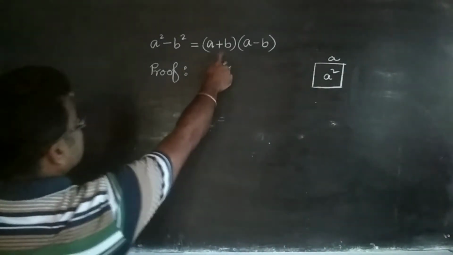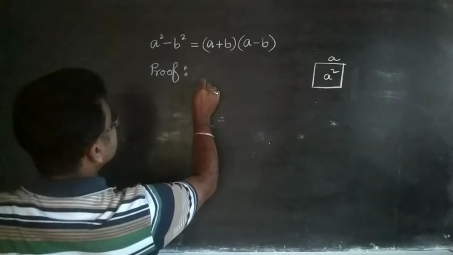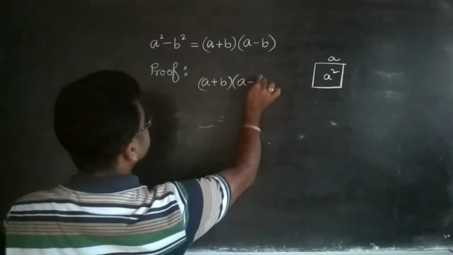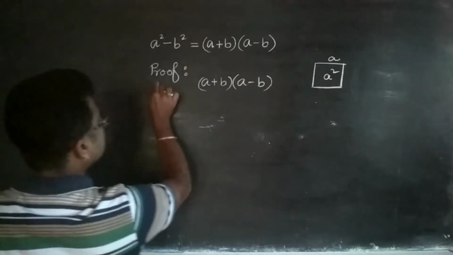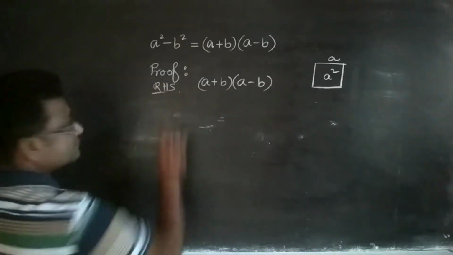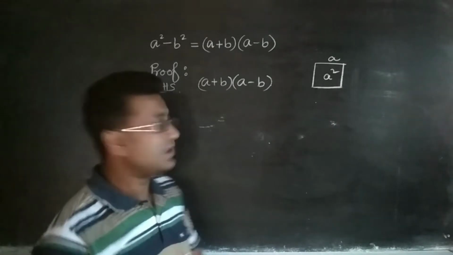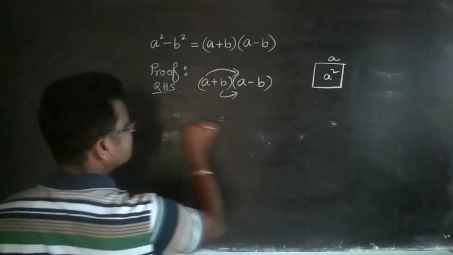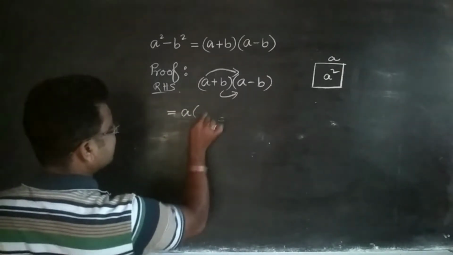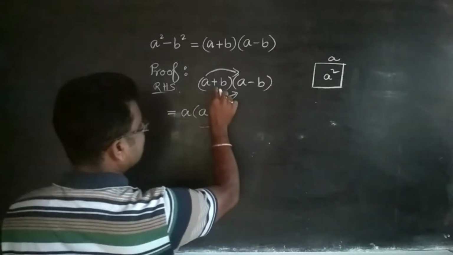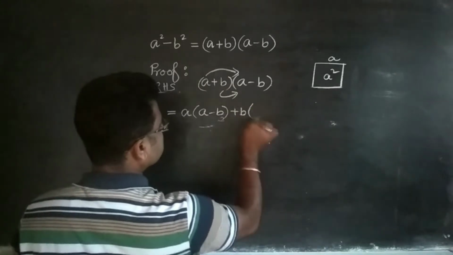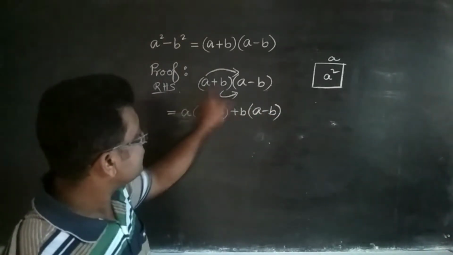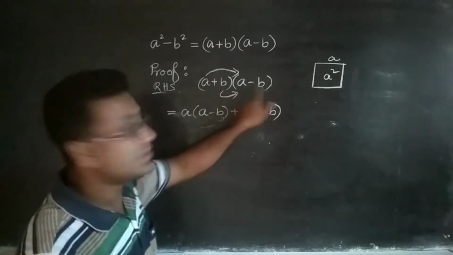Here, let me start from the right hand side. Here it is a plus b into a minus b. We are starting from RHS. Fine. A plus b into a minus b. What is the meaning of it? We need to multiply a with this, then b with this. So I am going to get a minus b, and plus b into a minus b. So what we have done, we have multiplied a with this term and then b with this.